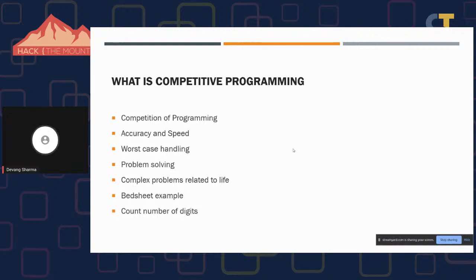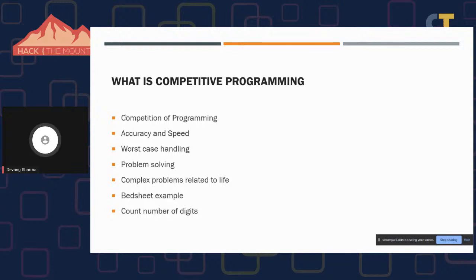As the name suggests, competitive programming means competition of programming, which means it is a sport of programming. Programmers from all over the globe compete on a platform to get their rankings, and those rankings are based on your accuracy and your speed. Both speed, how quickly you think of a code, and how accurately you can optimize and solve the problems, are the criteria on which these coding platforms judge you and give you a ranking.